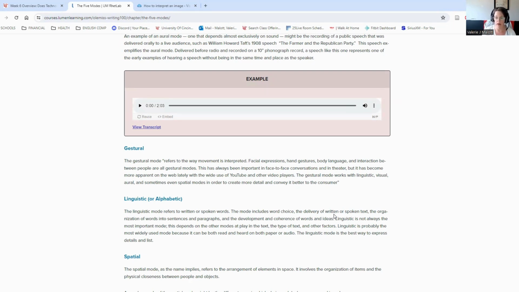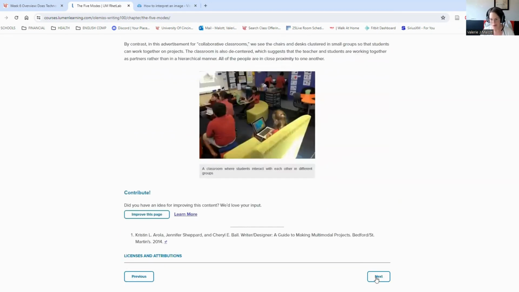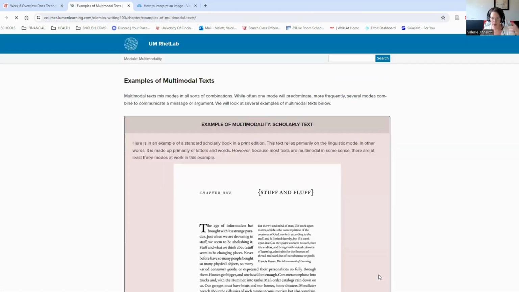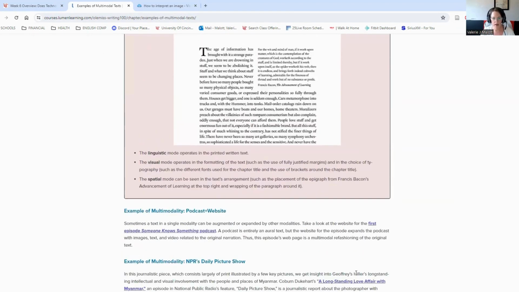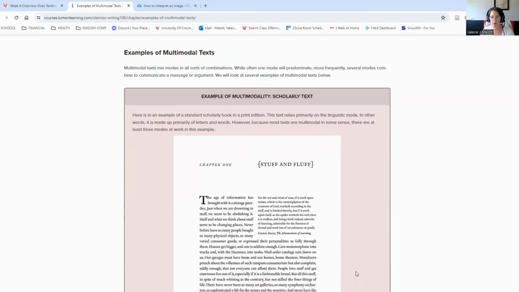mode of communication. Hopefully, this is all making sense to you, and I will try to drive home the fact of why this mattered. Again, they have more examples of multimodality. So multimodality, think of it as using a combination of the various types of modes, right? So something might primarily focus on the linguistic mode.